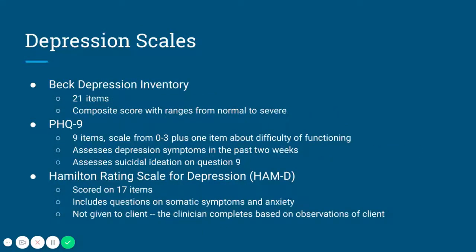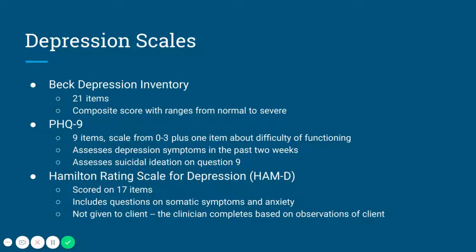For depression scales, of course, probably the most well-known is the Beck Depression Inventory. It's 21 items, and it gives you a composite score with ranges from normal to severe. The PHQ-9 is a Patient Health Questionnaire. It has 9 items, and it's a scale from 0 to 3, plus an additional 10th item about the difficulty of functioning. It assesses depression symptoms within the past 2 weeks, and it assesses suicidal ideation on question 9. I personally use this in my practice all the time, and I find it extremely helpful for diagnosing depression.